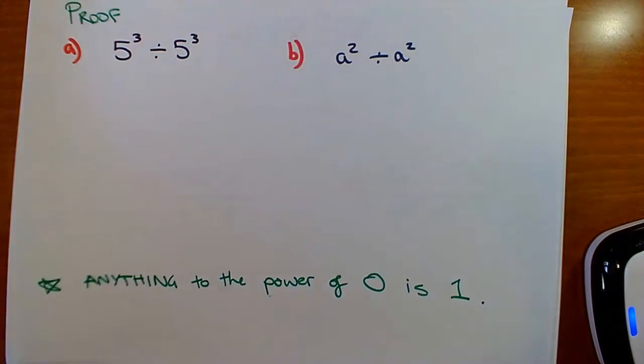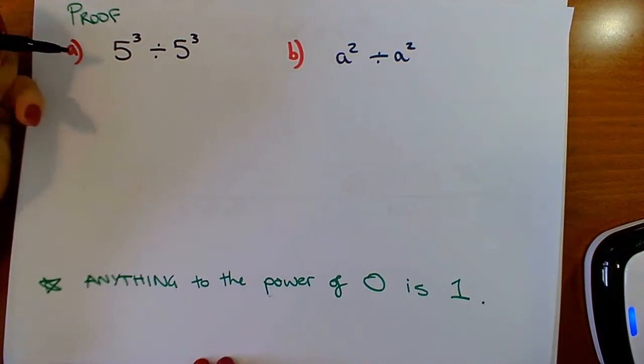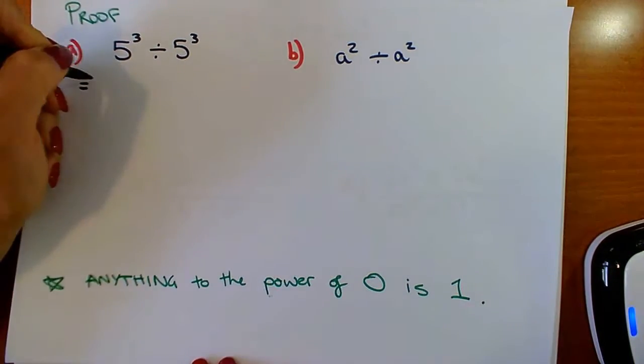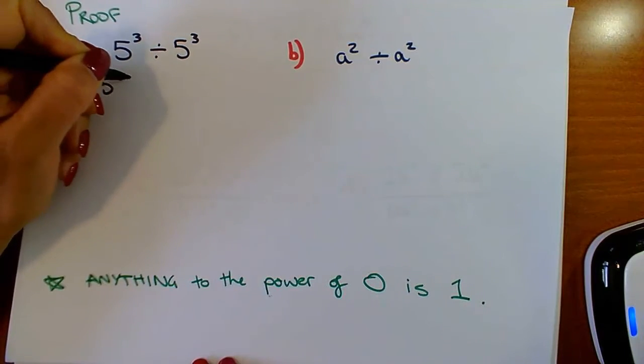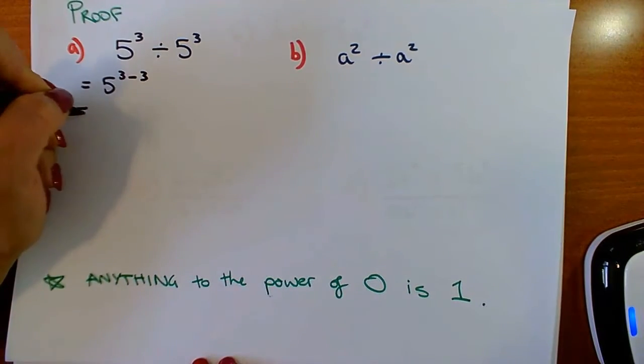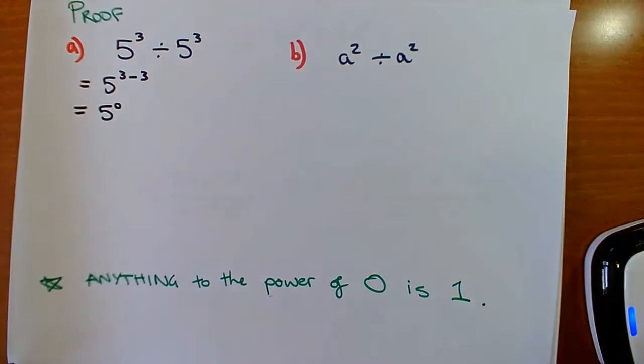All right, let me prove this for you. Anything to the power of 0 is 1. I'm going to prove this for you now. So if we work these two out, you could work it out like this. 5 to the power of 3, subtract 3. Same base, that would be 5 to the power of 0.